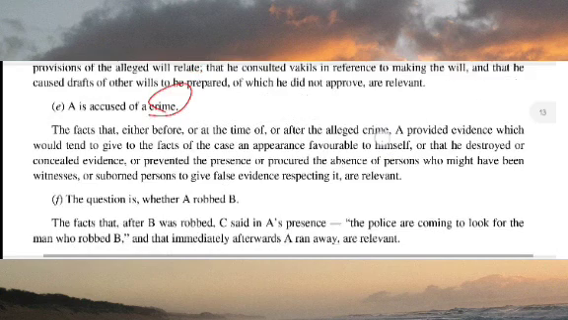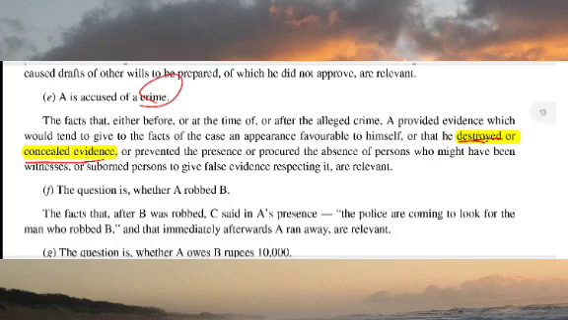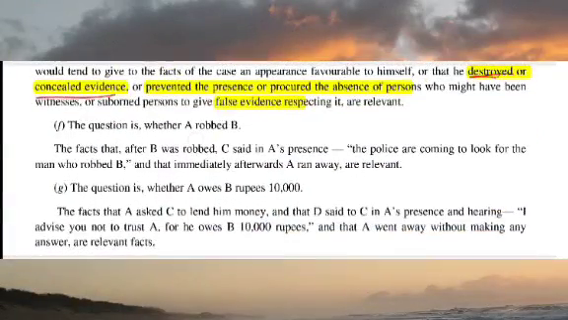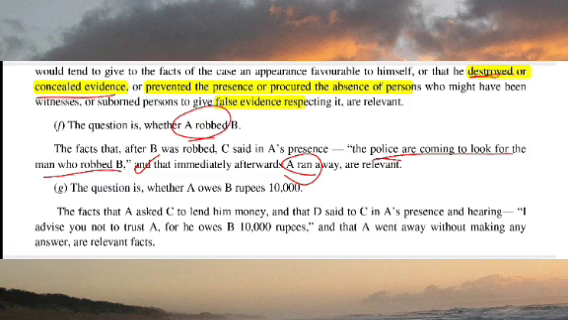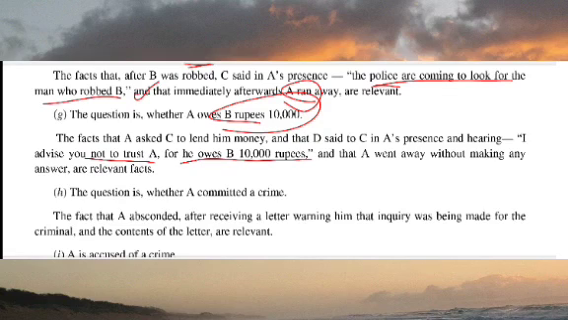Accused of crime, what is there? Destroyed or concealed evidence, it is in case of evidence. Okay, destroyed or concealed evidence, prevented the presence or procured the absence of persons who might have been witnesses, or suborned persons to give false evidence respecting it, are relevant. Then comes relating to robbery. Police are coming to look for the man who robbed, so this is relevant. And he ran away, this is relevant. And a widow says A owes rupees 10,000, so I advise you not to trust A who owes B rupees 10,000, this is relevant. Committed crime, absconded, this is relevant.